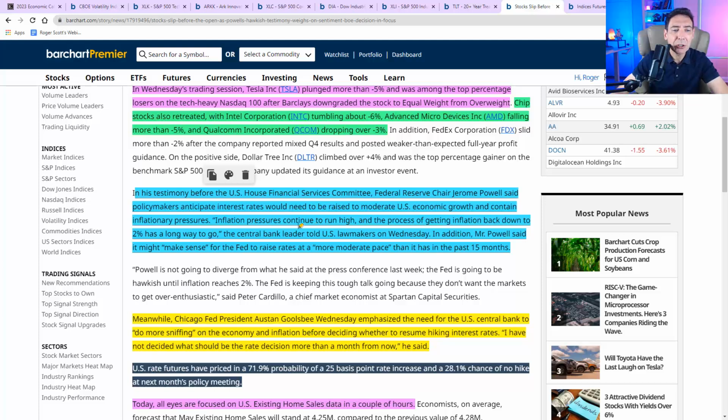The central bank leader told U.S. lawmakers on Wednesday. In addition, Powell said it might make sense for the Federal Reserve to raise rates at a more moderate pace than it has in the past 15 months. Yes, I agree. You don't have to go 10 for 10. Do one, see how it goes, spread it out. But my point here is we're not done. We're just getting started, okay?